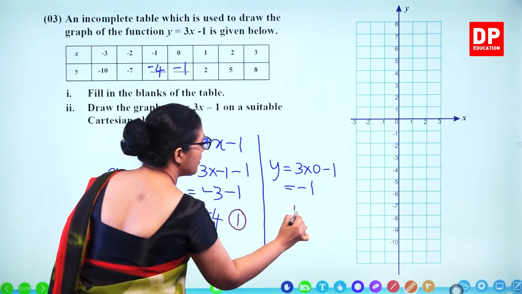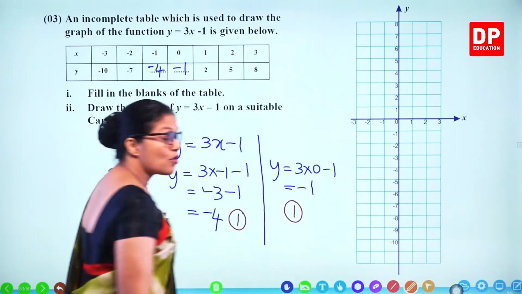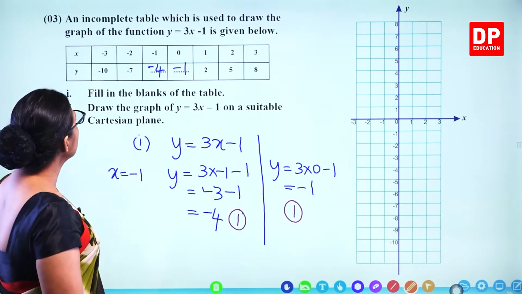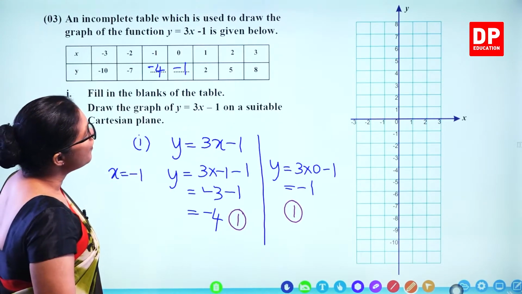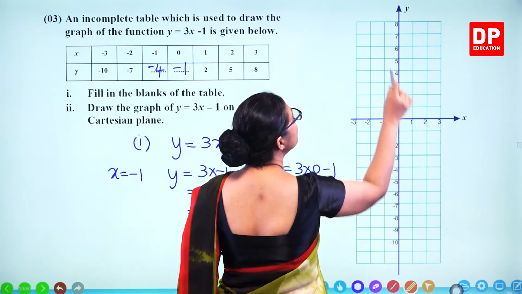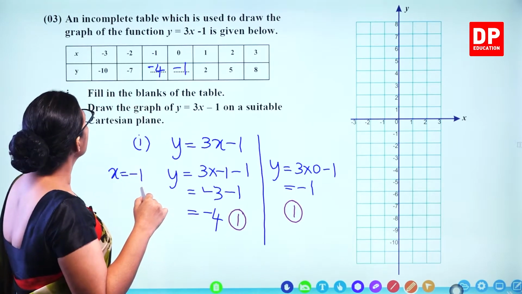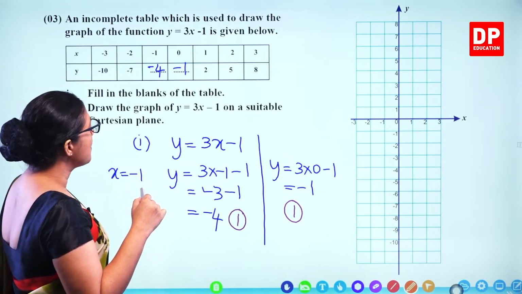1 and 1. Now we have to draw the line. So how do you draw the line? You can mark the points first. It's already scaled: 1 square is 1 unit this way, and this way also 1 square is 1 unit. Now we can mark the points.